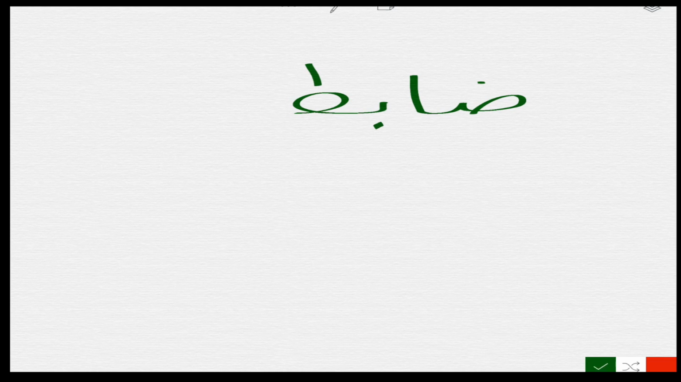Now let's practice the letter Dhaad with a couple of examples, combined with short vowels and long vowels. Our first word is an officer, a police officer, and it is Dhaabit. Dhaabit is a police officer.